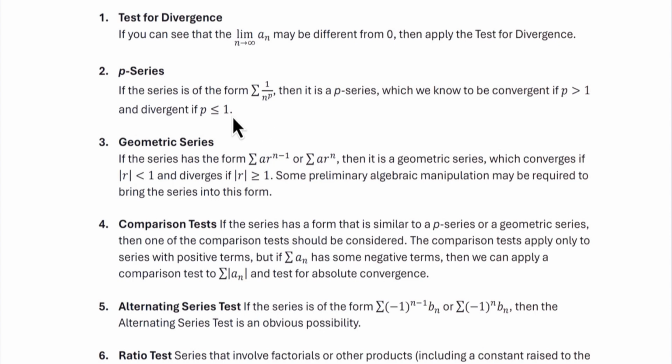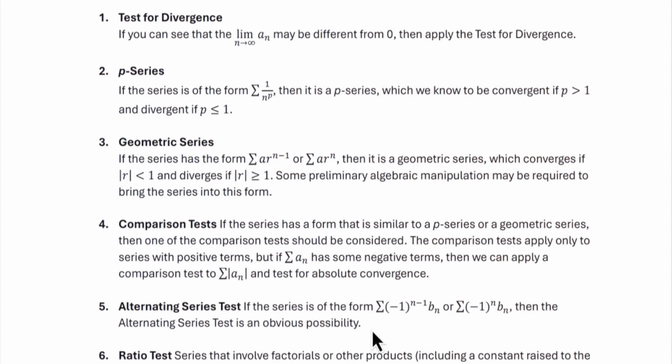Another familiar series is the geometric series. That will look like a times r raised to the n minus 1 or a times r to the n. Here, if r is less than 1, then it's going to diverge, and if r is greater than or equal to 1, it will converge. Another thing we can do is the comparison test. This is when we have a series that looks similar to a p-series or a geometric series. Maybe we can directly compare the original with the geometric or p-series, or maybe we can use a limit comparison.